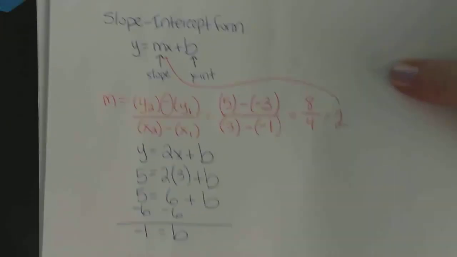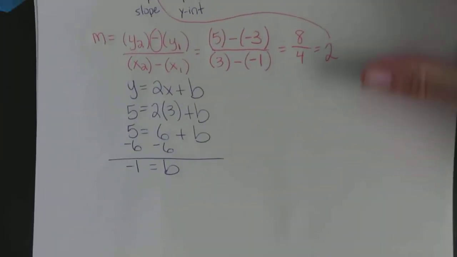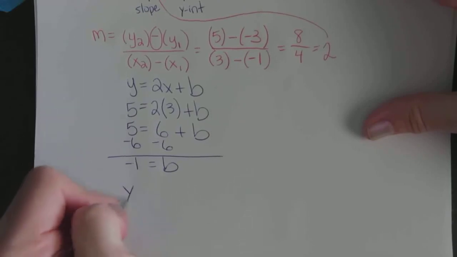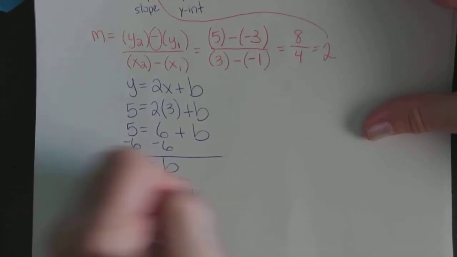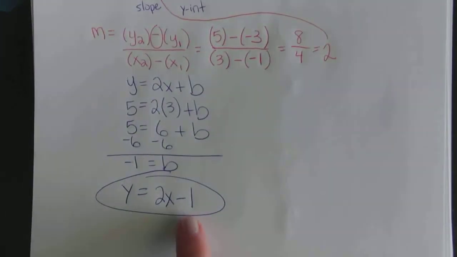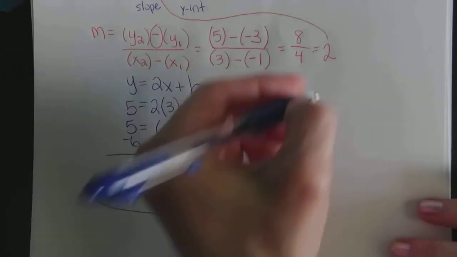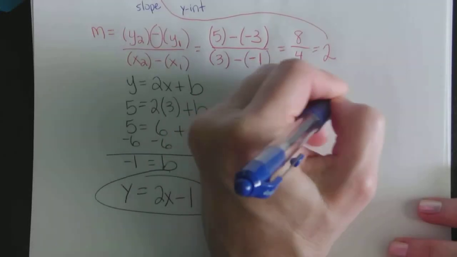So my final equation for slope-intercept form is going to be y equals 2x minus 1. My graph will cross the y-axis at negative 1 with a slope of 2. Very nice. Okay, now moving on to standard form.